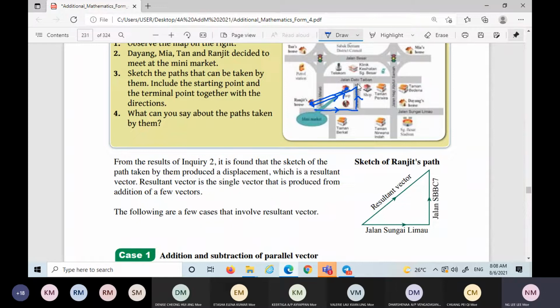This is another example of the resultant vector. So what is the definition of the resultant vector? This one you can write: a resultant vector is a single vector that is produced from the addition of a few vectors. So it's quite clear cut.